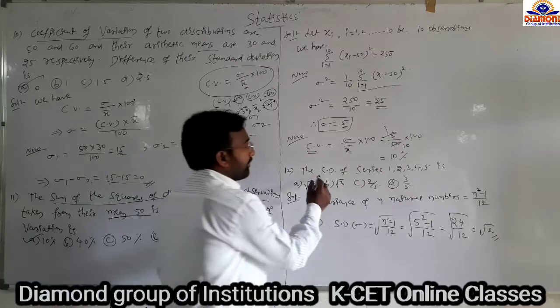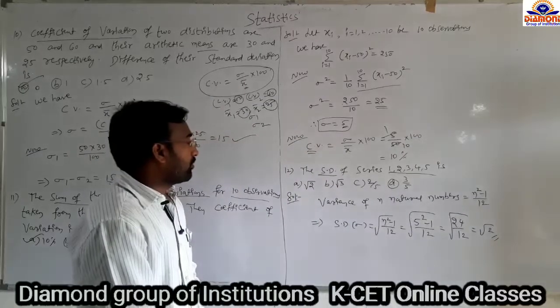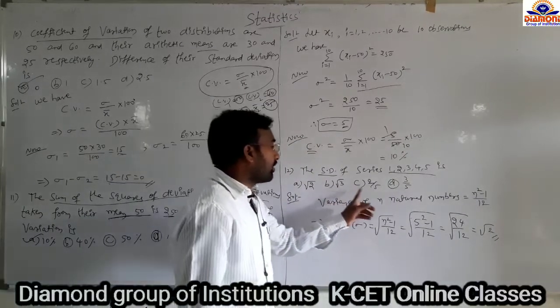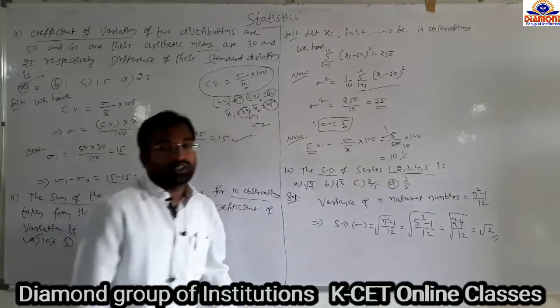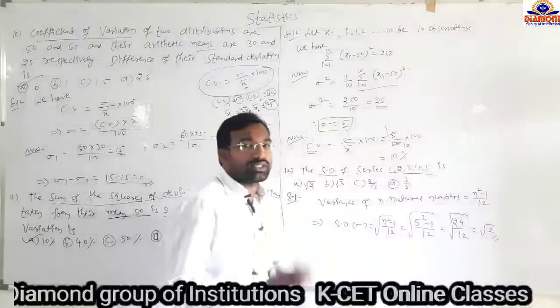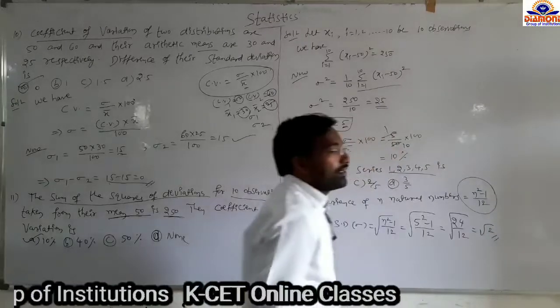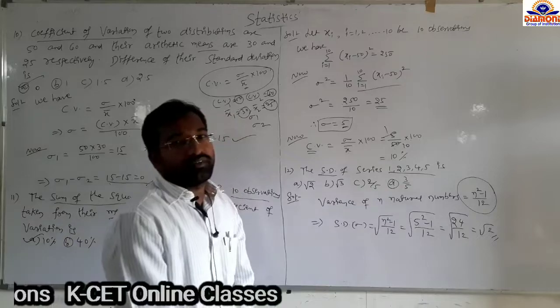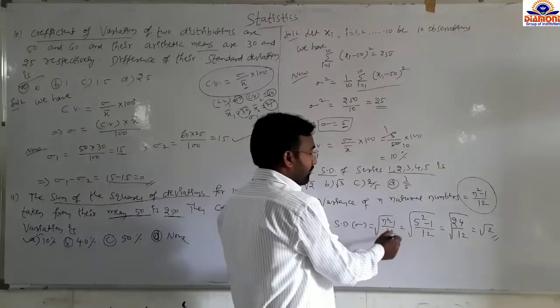The standard deviation of the series 1, 2, 3, 4, 5 is: option A root 2, option B root 3, option C 2 by 5, option D 3 by 5. Already we know that the variance of the first n natural numbers is (n square minus 1) by 12. So how to calculate standard deviation? Standard deviation is the square root of (n square minus 1) by 12.